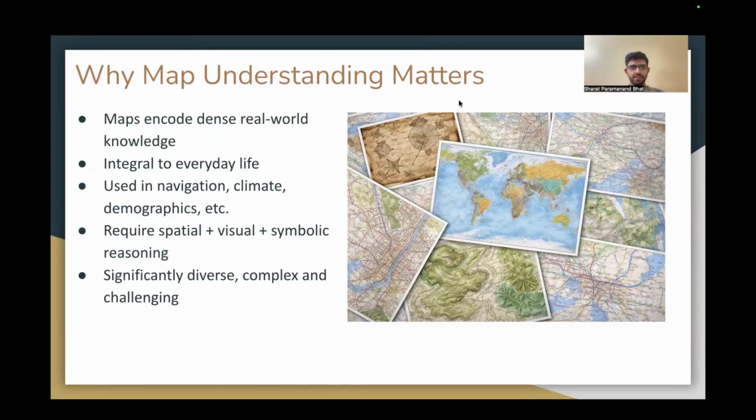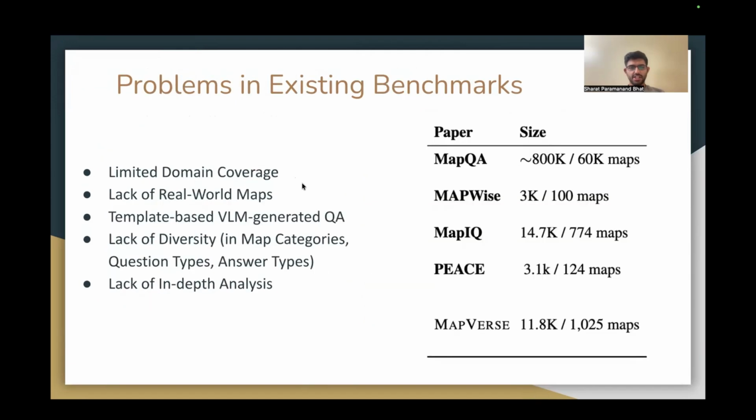So first let me begin with the understanding of why map understanding matters. Maps encode dense real-world knowledge that's integral to everyday life. They have a wide variety of applications like navigation, climate, demographics, etc. Map understanding requires spatial, visual, and symbolic reasoning and hence can be pretty diverse, complex, and challenging.